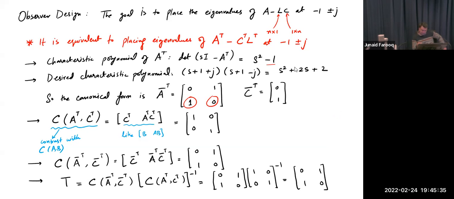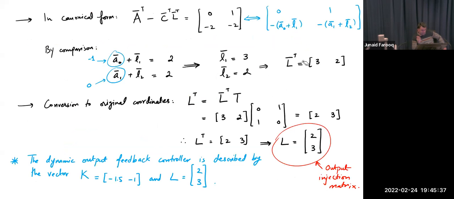So when you go to the next step, basically instead of saying A bar minus B bar K bar, you are looking at this new word. Instead of B bar, you have C transpose bar, and K bar is L transpose bar. And this is coming from the desired characteristic polynomial.